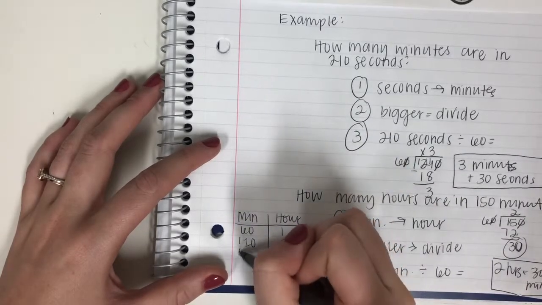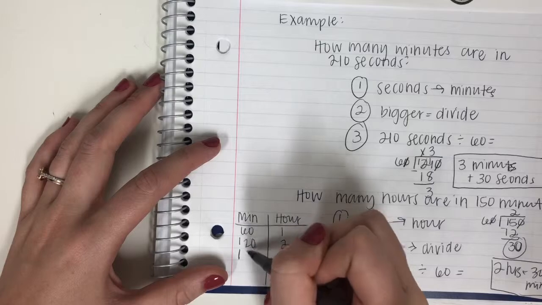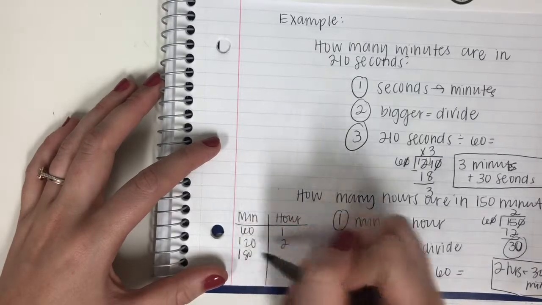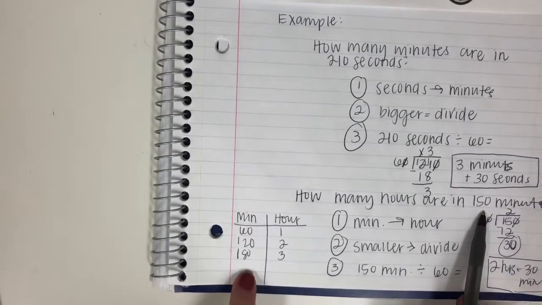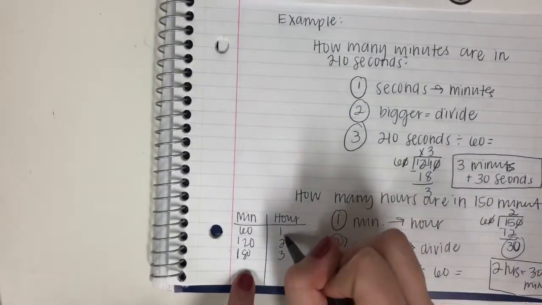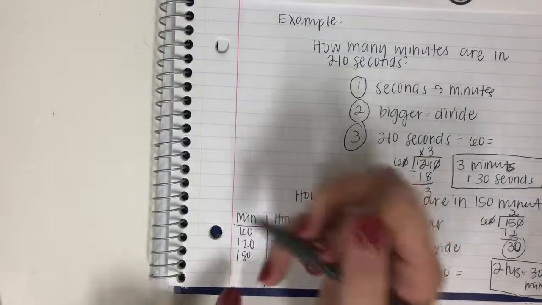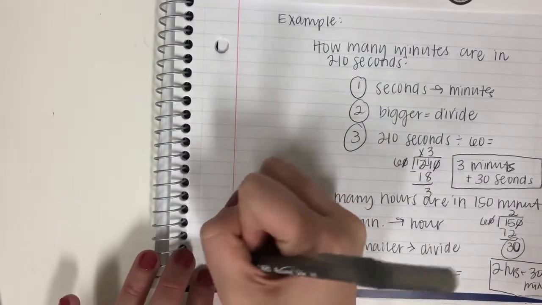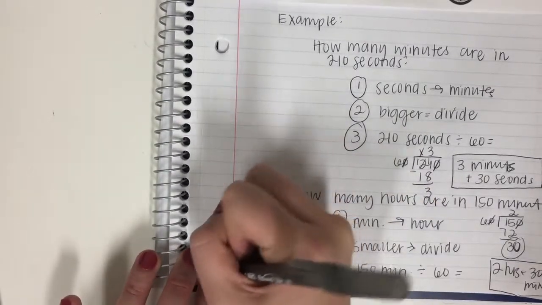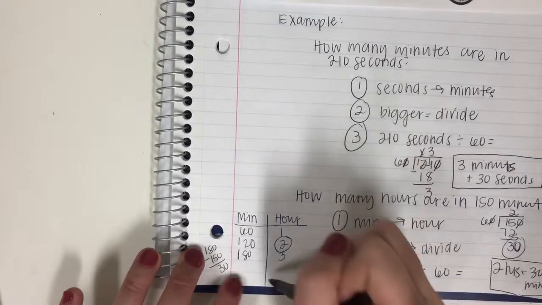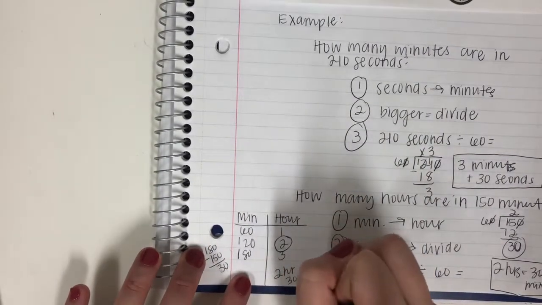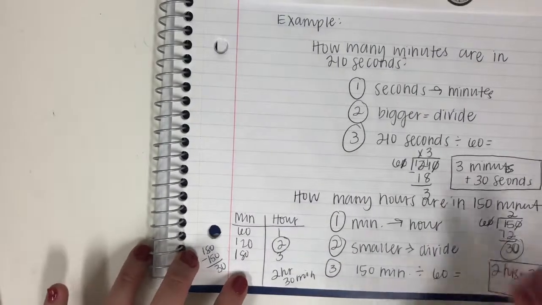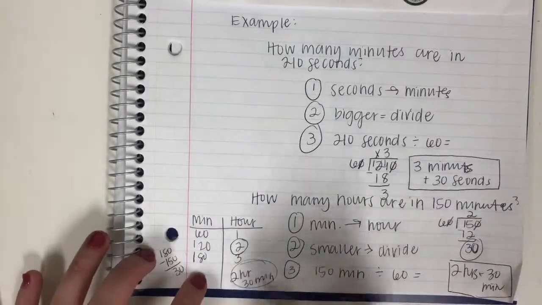Our next one is 180, because if we keep adding the 60, this would give us 3, but we don't actually have 180, we have 150. So it would be 2, and then we would need to subtract. So 180 minus 150, which would give us that 30. So 2 hours and 30 minutes, which is what we got with the division. It just looks a little bit different.